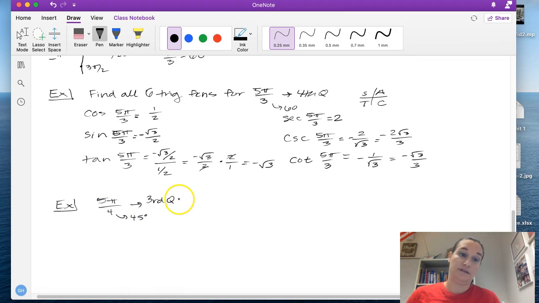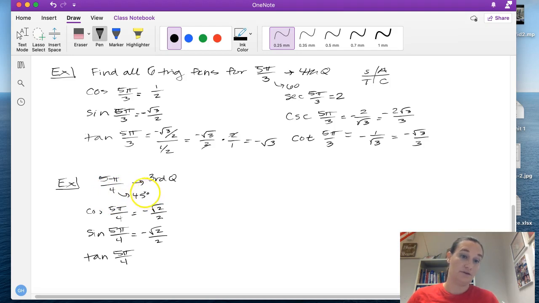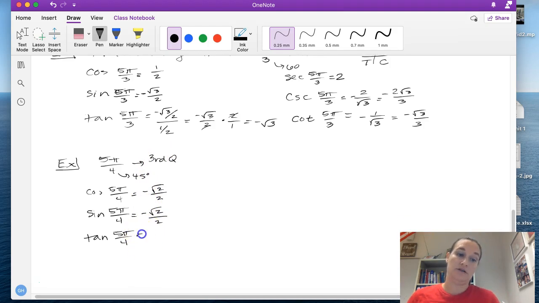In the third quadrant, both x and y are negative, so both cosine and sine are going to be negative. Okay, so cosine of 5 pi over 4, sine of 5 pi over 4, and then tangent of 5 pi over 4. Cosine is going to be negative square root of 2 over 2. Sine is going to be negative square root of 2 over 2. We knew they were square root of 2 over 2 because the denominator is 4, which is a 45-degree angle, and we know they're negative because in the third quadrant both x and y are negative. Tangent is sine over cosine, or y over x, if you want to think of it that way with the coordinates. So sine over cosine, if we put these on top of each other, I don't want to write the fraction.